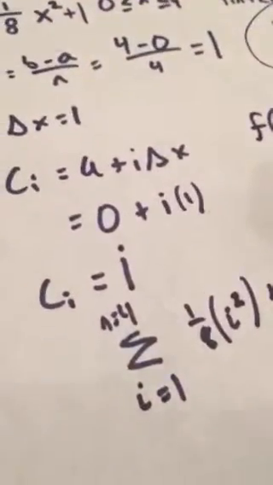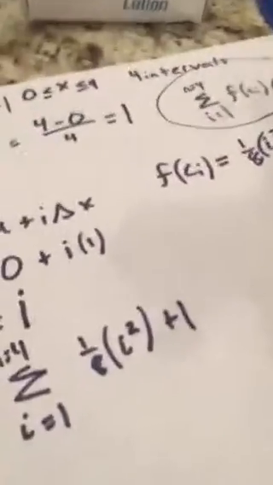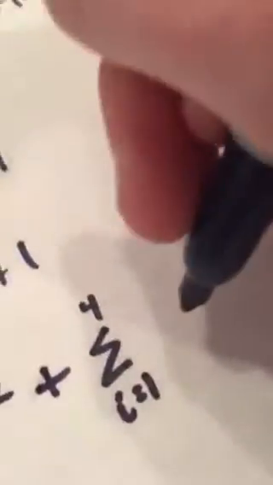So now we are going to pull out 1/8 from the front. So now we have the sum i equals 1 to 4 of i squared plus 1. Now we're going to take the sum of i squared and the sum of 1. So 1/8 times the sum i equals 1 to 4 of i squared plus the sum i equals 1 to 4 of 1.